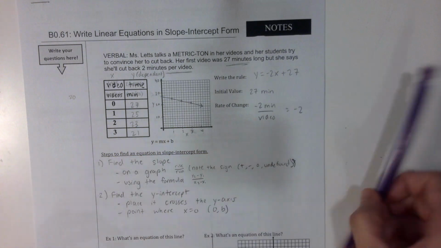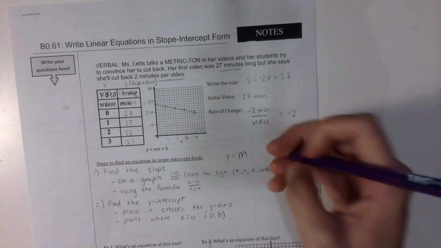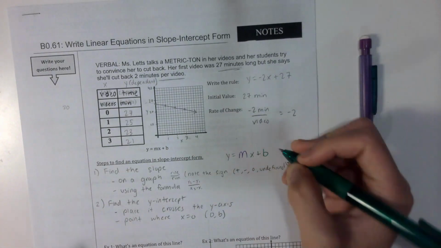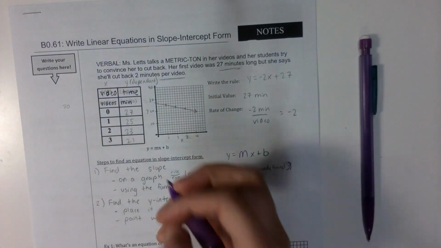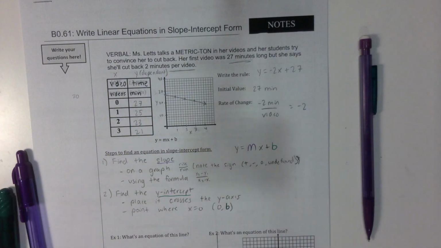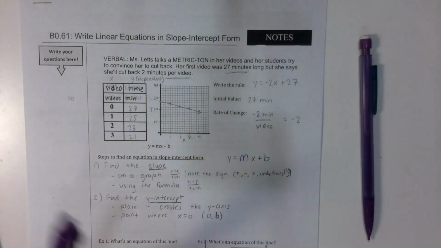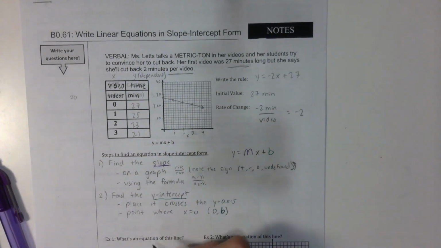We can have y equals mx plus b, right? So we can remember this is our m, this is our slope, and this is our b, our y-intercept. Color code. Sort of hard to see in the camera, but I have a purple and a green. Okay, and then the third step is our easiest step.